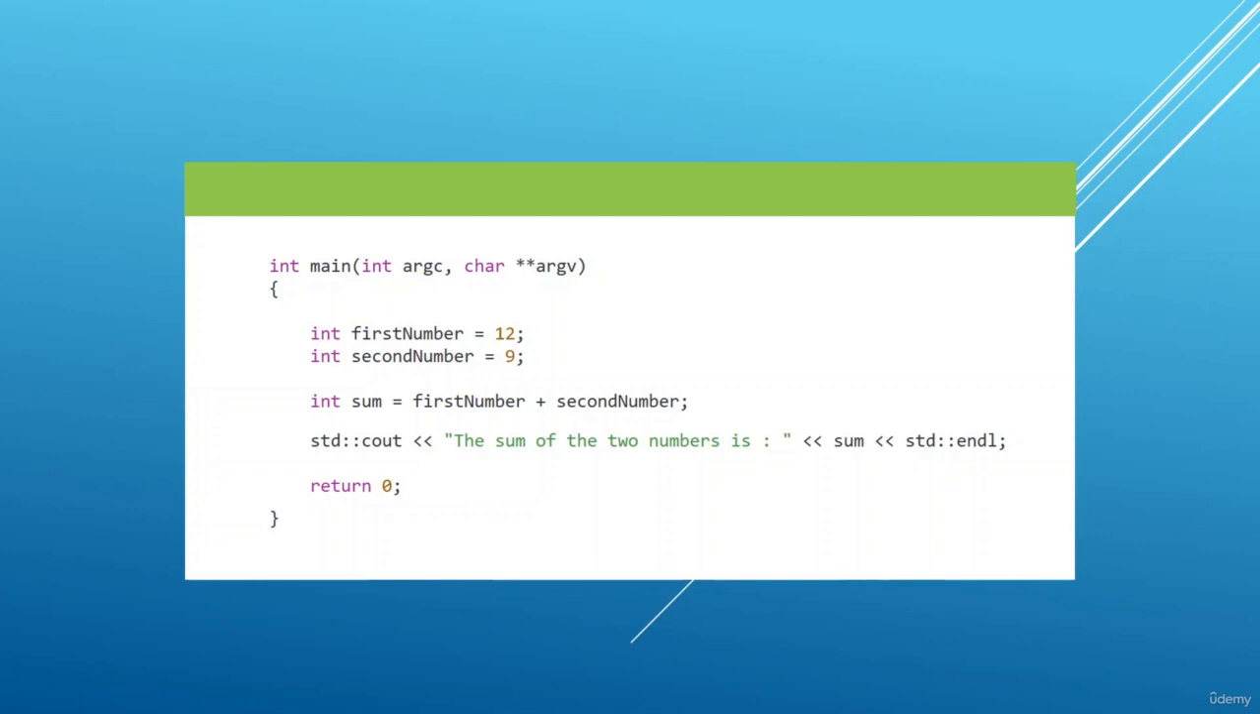What I really want you to notice is that this int first number equals 12 thing is a statement in C++, so it must end with a semicolon. The line here with second number is also a statement, so it must end with a semicolon. Every single line we have here in the main function is really a statement, and it must end with a semicolon. If we don't put the semicolon in place, we're going to get a compiler error.